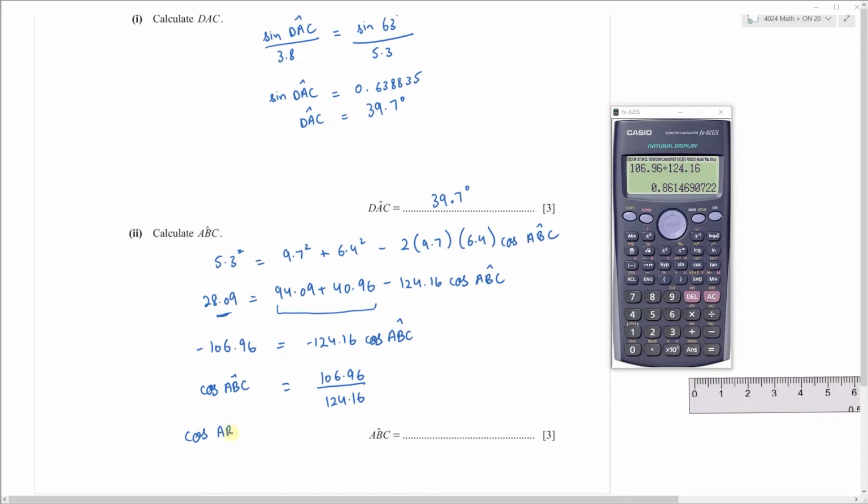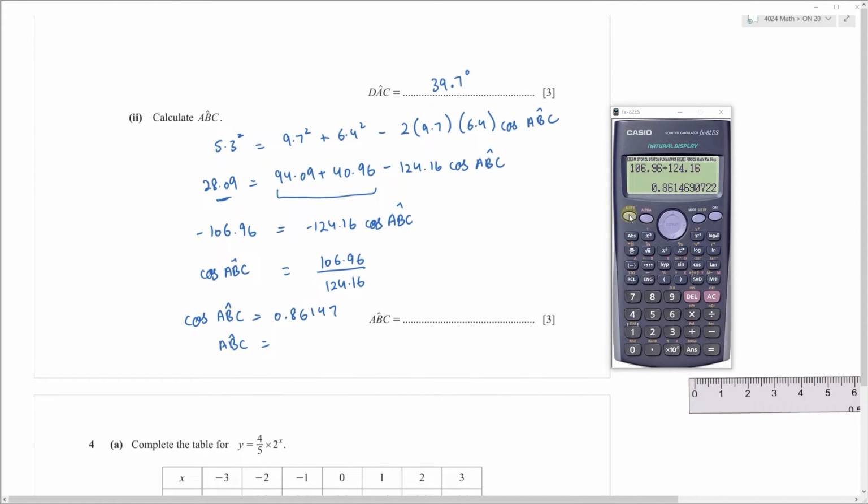So cos of ABC will be 0.86147, and angle ABC will be the cos inverse of this. So cos inverse of 0.861 is 30.5. So your answer up to one decimal place will be 30.5 degrees. So your angle ABC is 30.5 degrees.